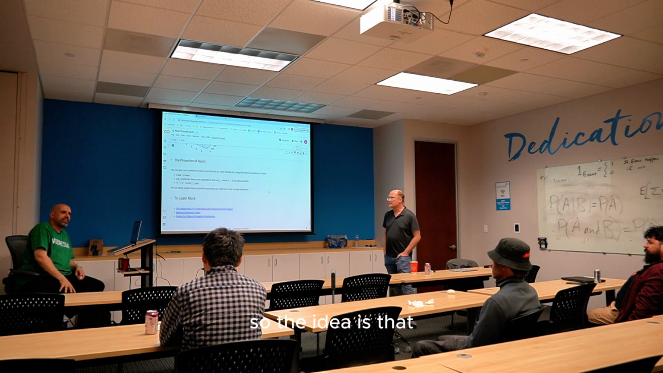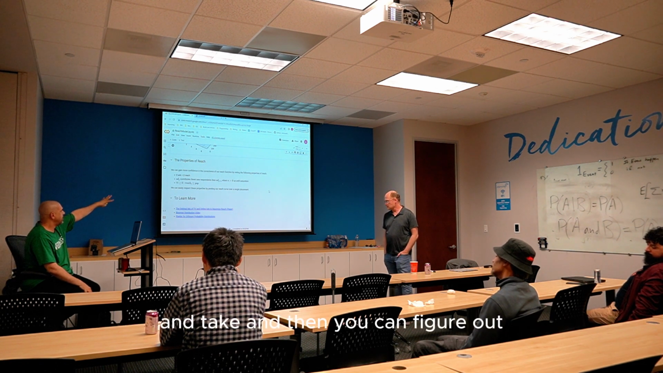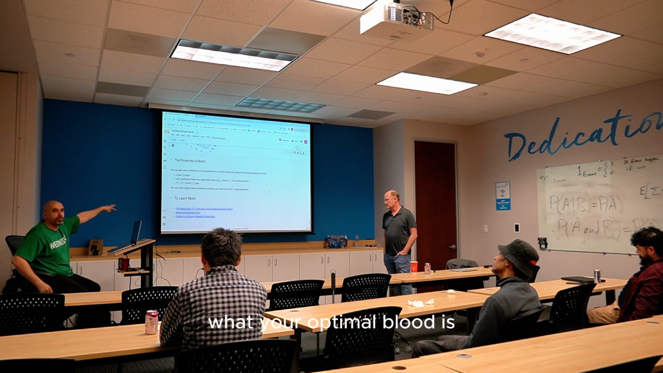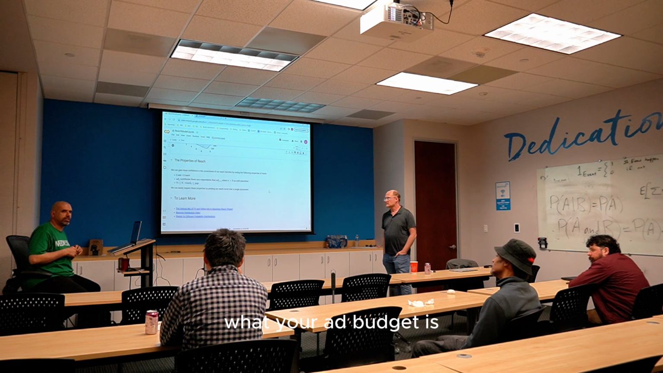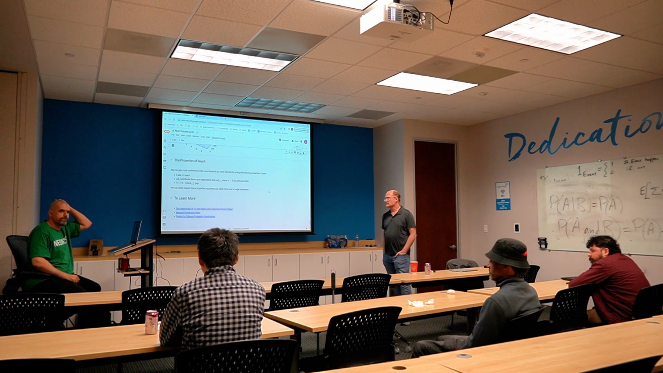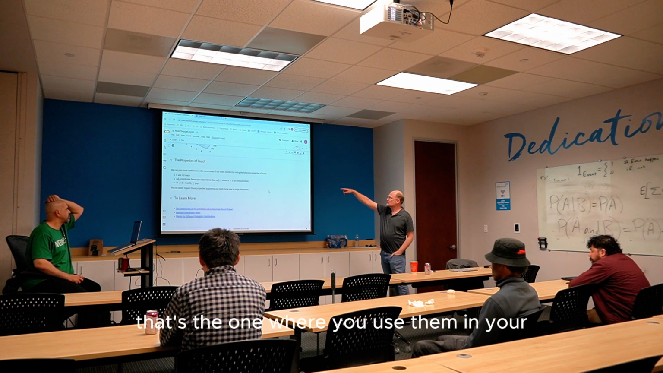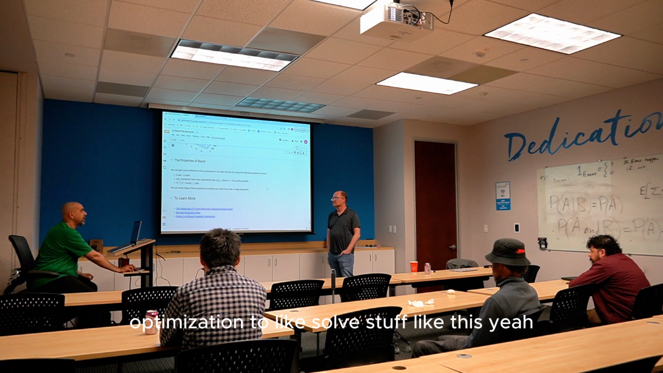So you have to take into account what the cost is going to be, and then you can figure out your optimal blend, because it can definitely vary based on what your ad budget is and what you can afford based on the media you can choose from. Does that make sense? It is a pretty nuanced question. That's the one where you use nonlinear optimization to solve something like this.